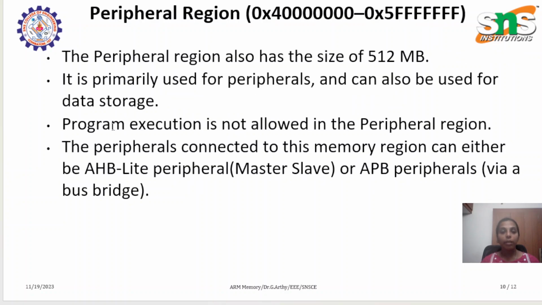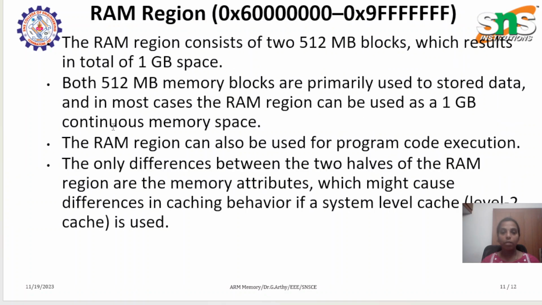Then we have the peripheral region. Its size is also 512 MB, and it is primarily used for peripherals and also for data storage. Program execution is not allowed in the peripheral region. The peripherals connected to this memory region can be on either the AHB-Lite peripheral bus or the APB peripheral buses. If it is APB, then it is connected through the bus bridge. If it is AHB, then it will be connected to the master through the master-slave bus.